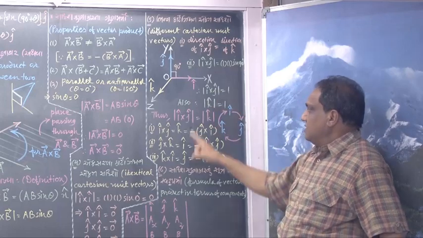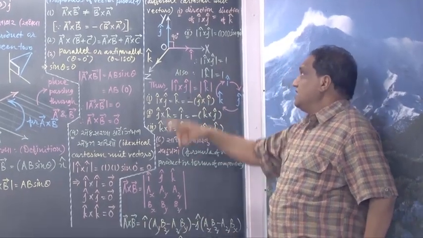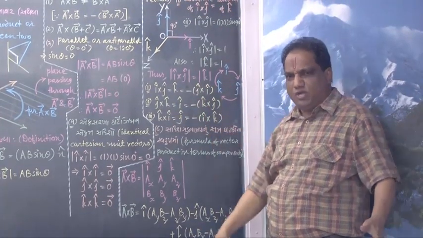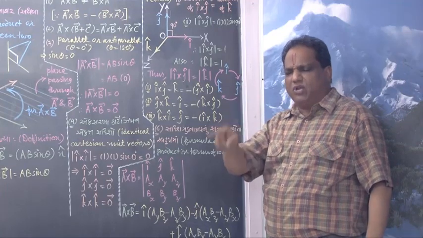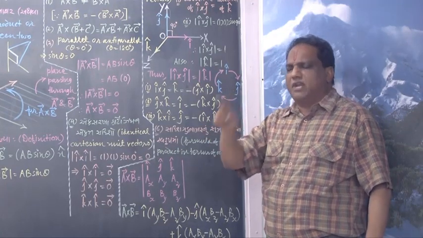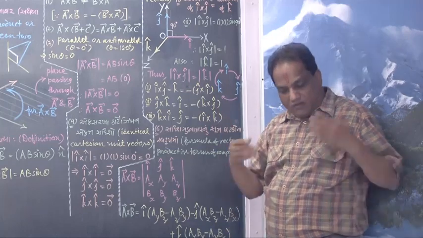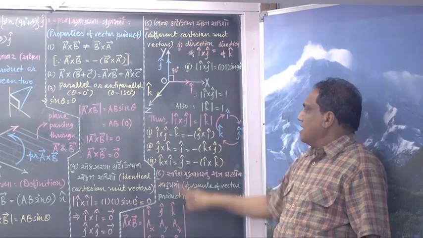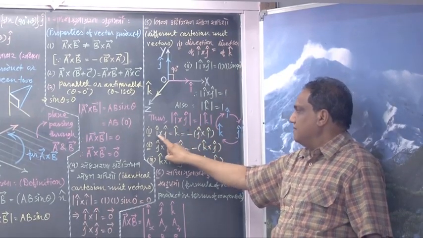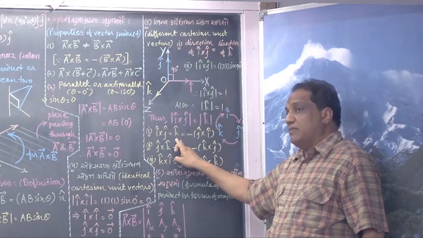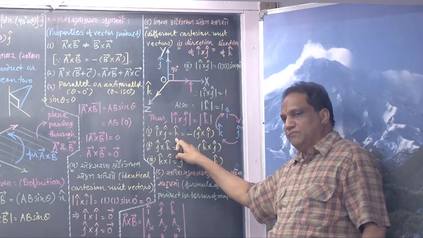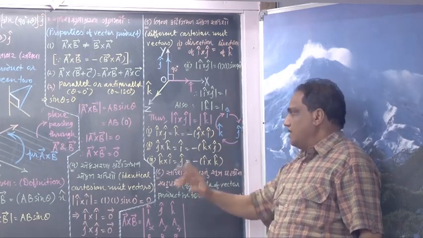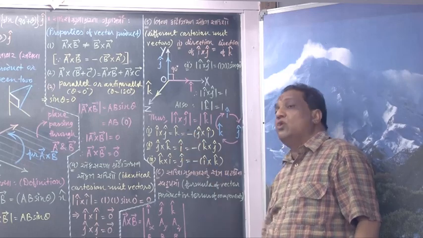These are such two vectors that not only their directions are same, their magnitudes are also same. Two vectors having same magnitude and same direction are equal vectors. This must be equal to this. Come on, i hat cross j hat must be equal to k hat, because they have got the same direction and same magnitude.